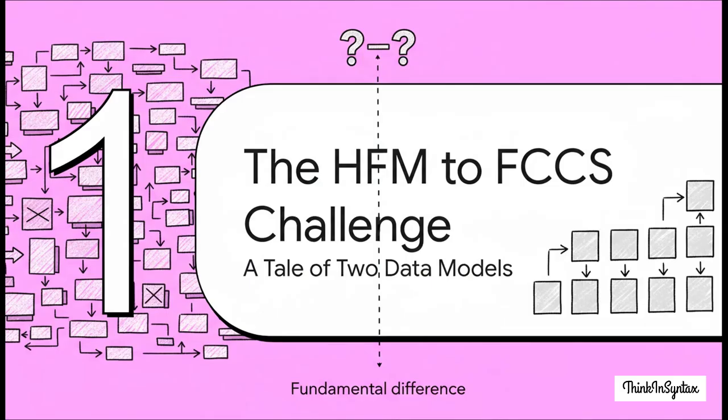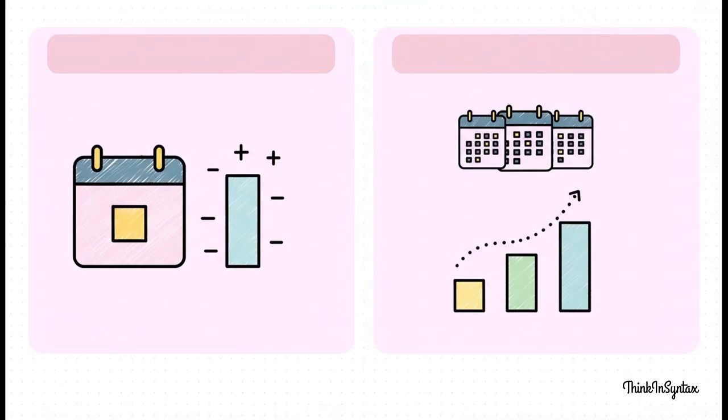Okay, so let's get right to the heart of it. This entire problem really just boils down to one thing: a fundamental difference in how HFM and FCCS think about data. You can really think of it as a tale of two completely different data models. FCCS, which is built on a super powerful database engine called Essbase, is what we call a periodic system. It wants to know the change in a value for a specific period, like a month or a quarter. Your HFM system, though, probably stores balance sheet accounts as a life-to-date or closing balance. It knows the final number at the end of the month, but not necessarily the journey it took to get there.